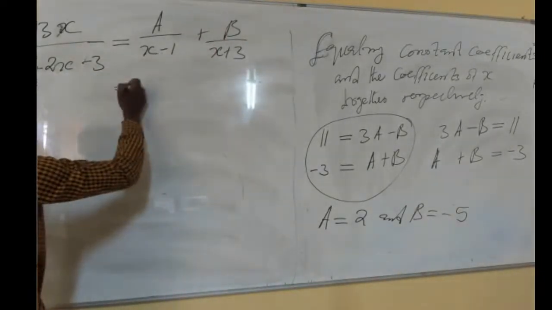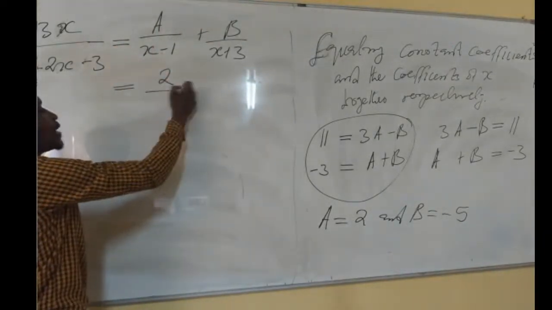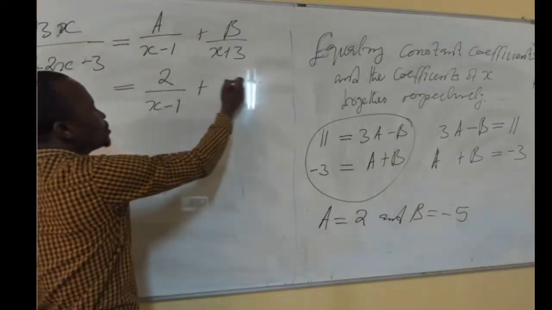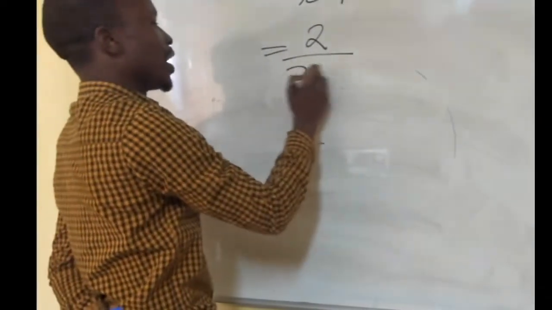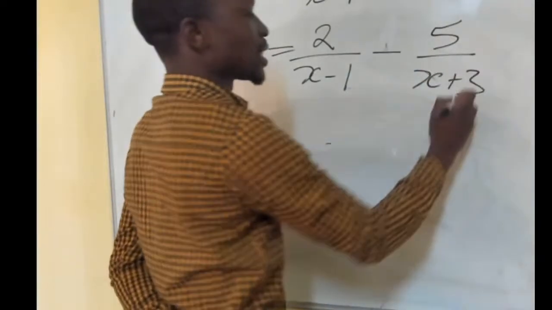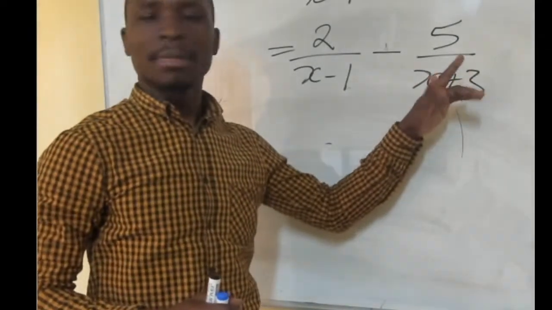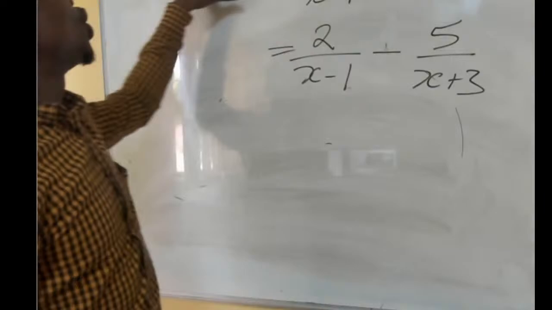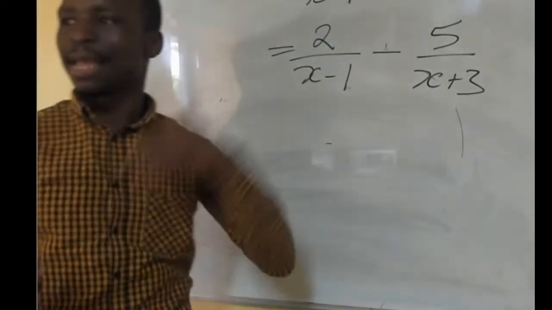So now this means where there is a, we are going to put 2 divided by x minus 1, and where there is b, we are going to put negative 5 divided by x plus 3, from which we can just have 2 over x minus 1, then minus 5 over x plus 3. So what we have done now is write the expression 11 minus 3x over x squared plus 2x minus 3 as a partial fraction.